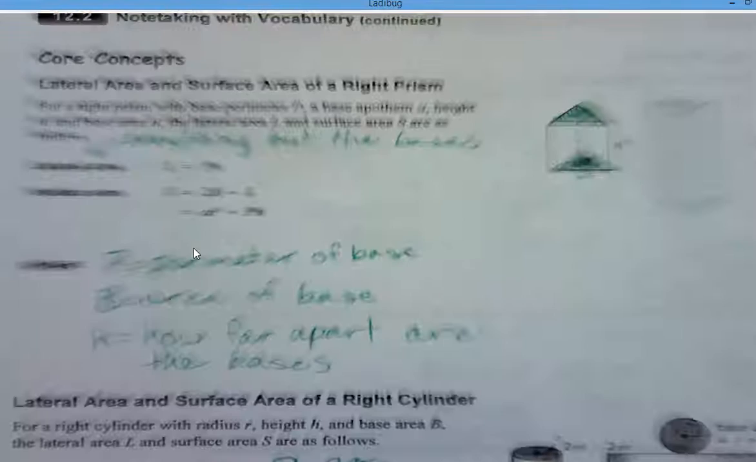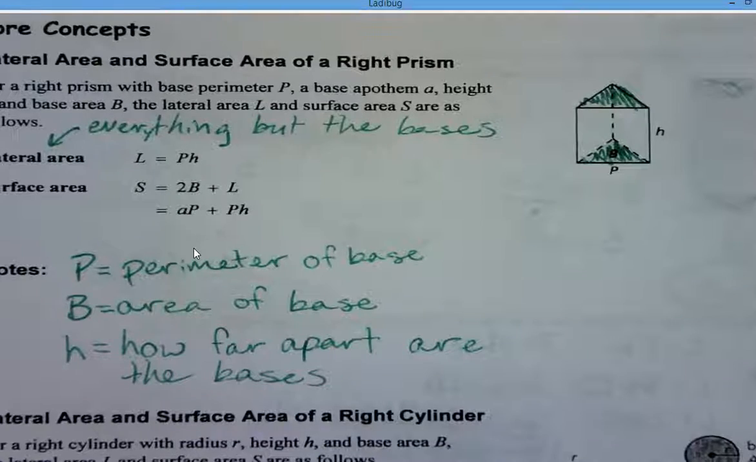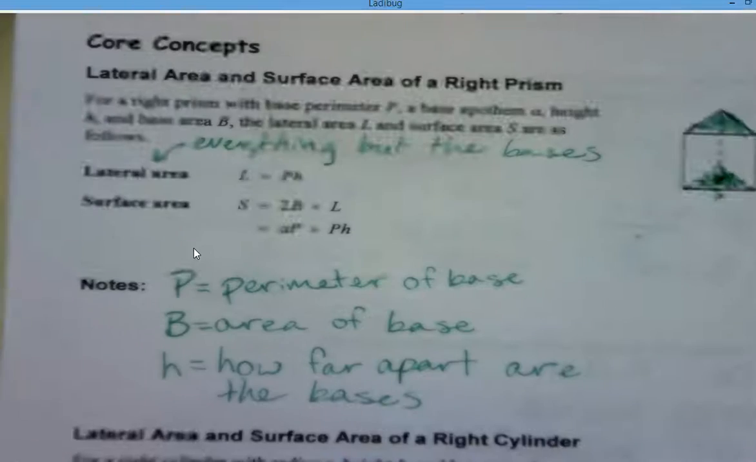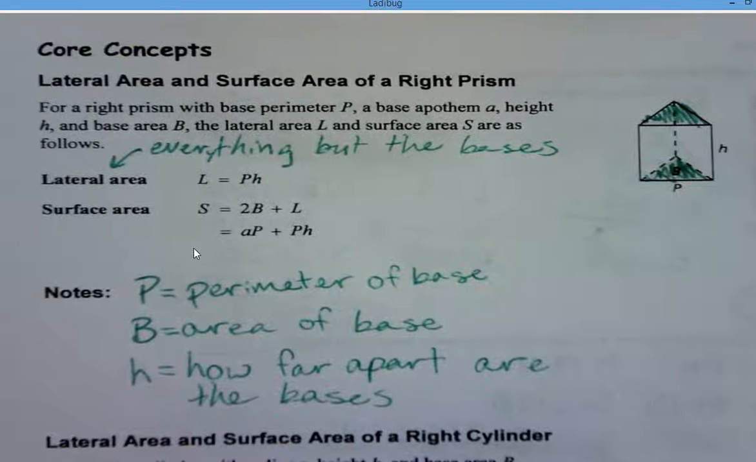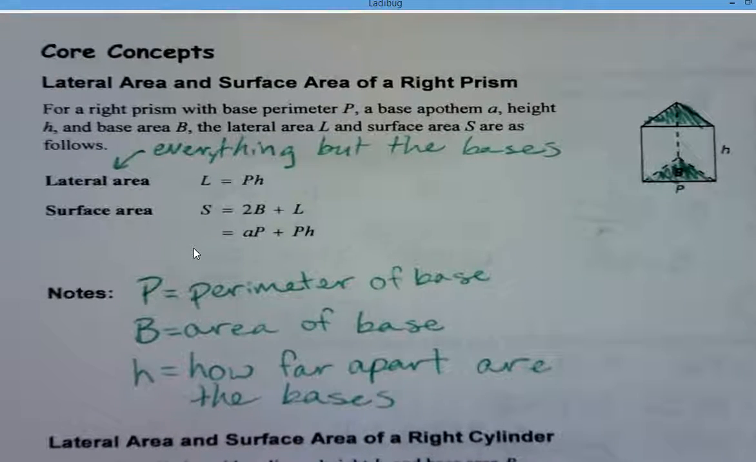We are on page 1 of the packet, the yellow packet. Notice what I have done here. I've colored in the bases. We're talking about what these prisms are.